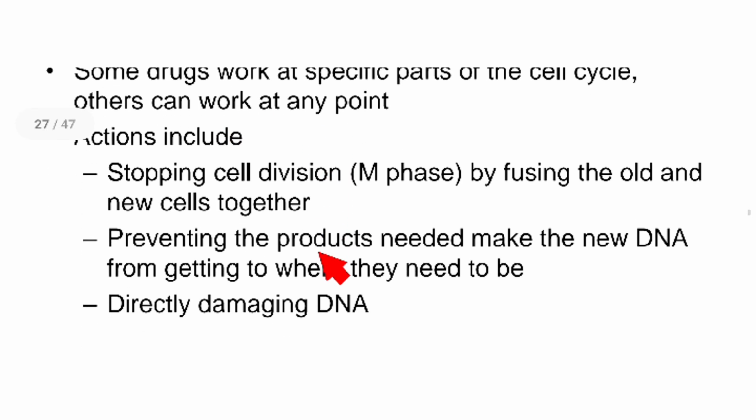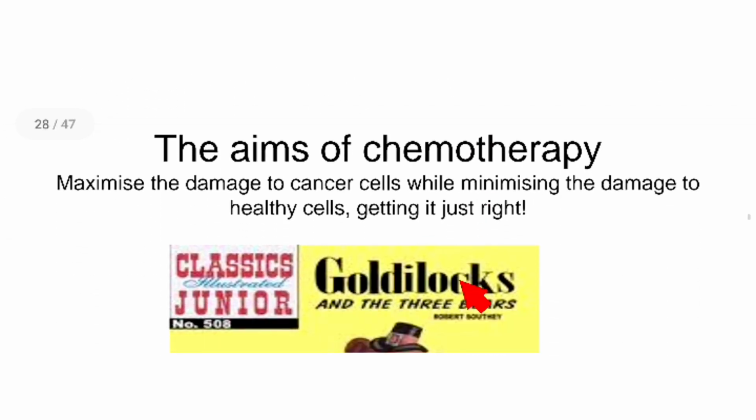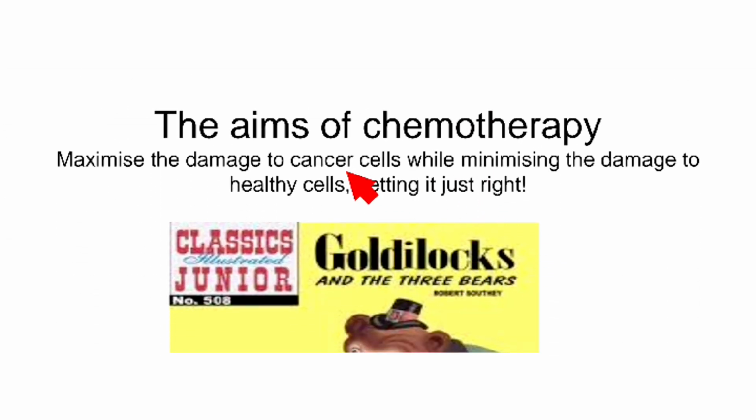Actions include stopping cell division, M-phase, by fusing the old and new cells together, preventing the products needed to make the new DNA from getting to where they need to be, and directly damaging DNA. The aim of chemotherapy is to maximize the damage to the cancer cells while minimizing the damage to healthy cells, getting it just right.